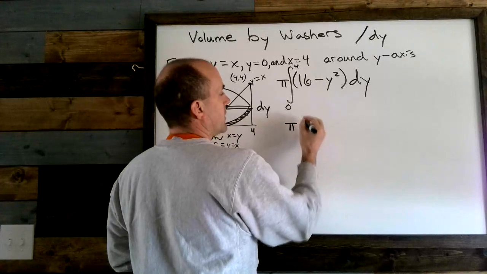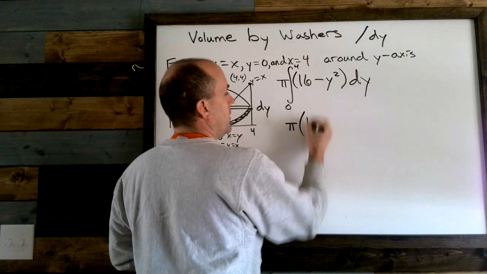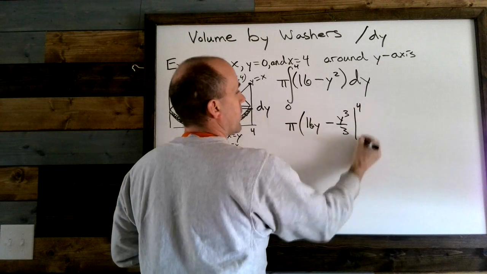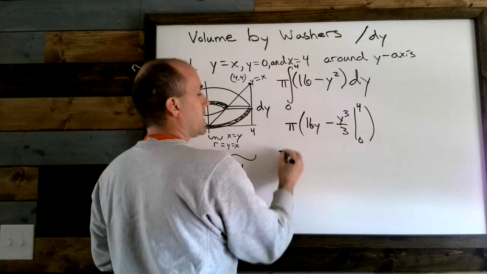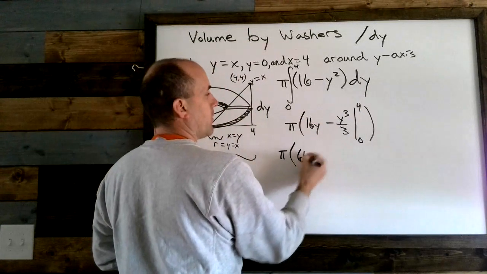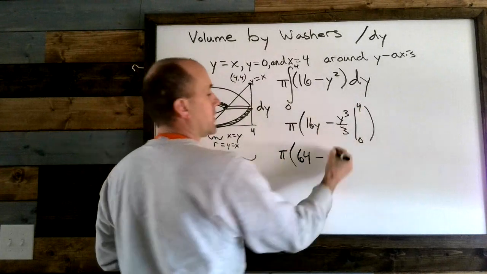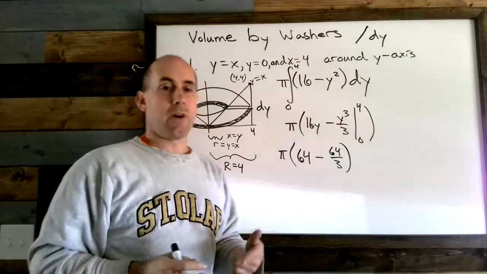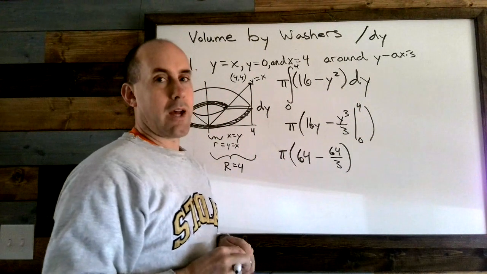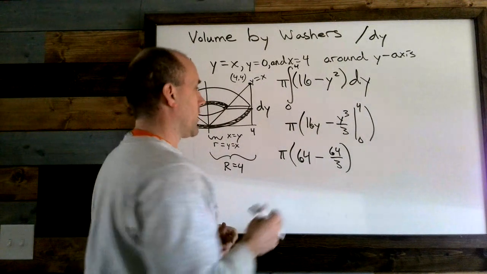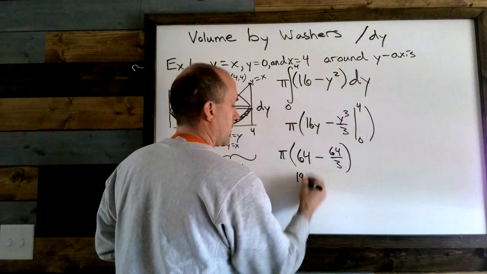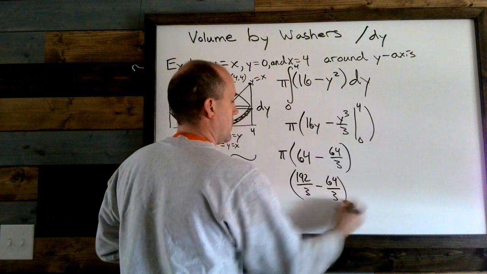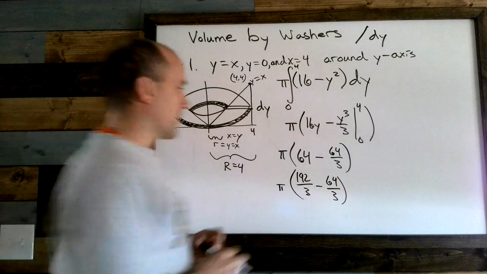So we have pi times 16y minus y cubed over 3, evaluated at 4 and 0. Or pi times 16 times 4 is 64, minus 4 cubed is 64 over 3. And now what we do is we just find common denominators. 64 times 3, 192, minus 64 over 3. And looks like that's going to give me 128.